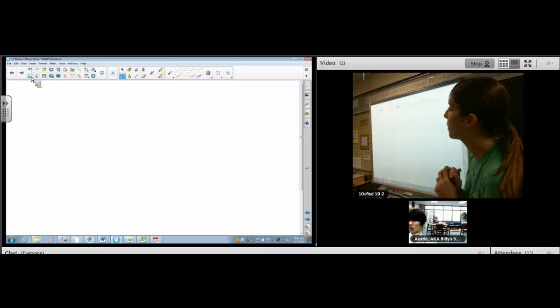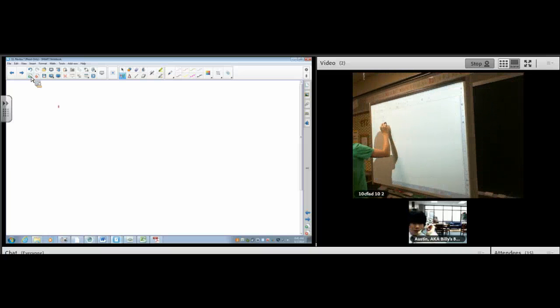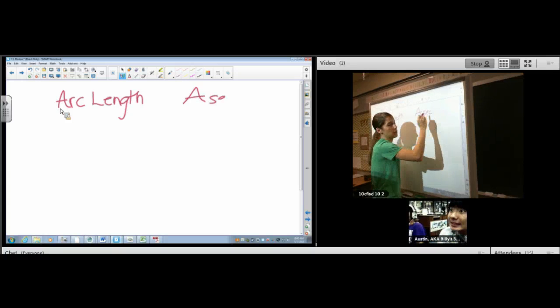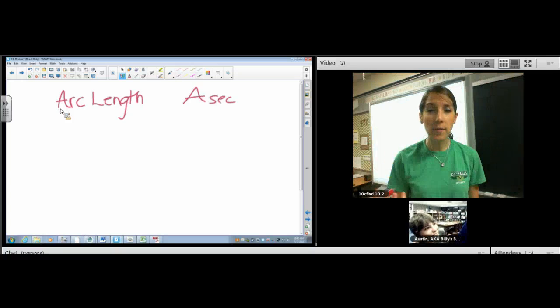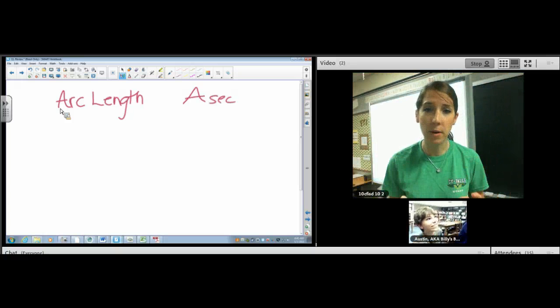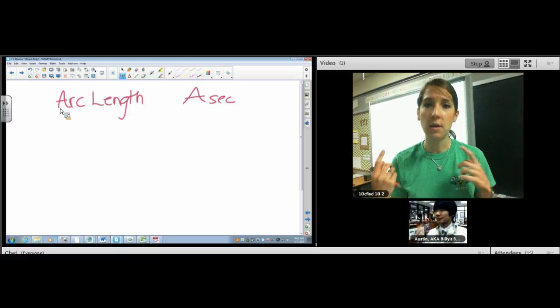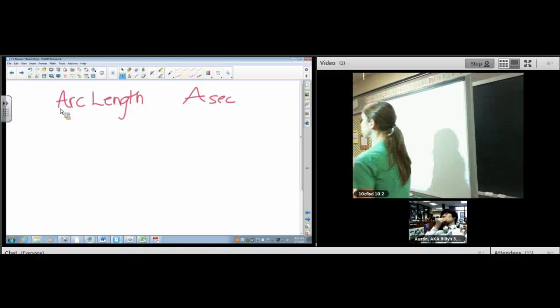So the first thing that we learned were our proportions. We learned how to find arc length, and we learned how to find area of a sector. You do have to memorize these proportions, but remember, they are common sense. They are part over the whole equals the part over the whole.